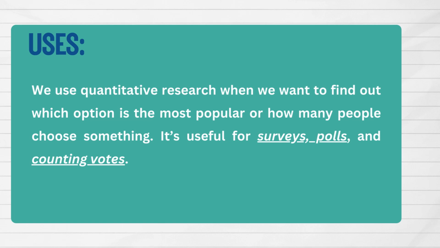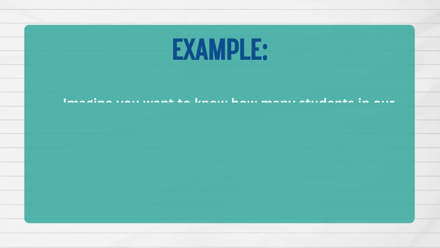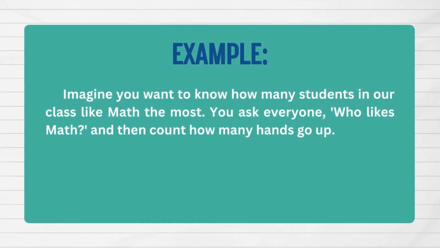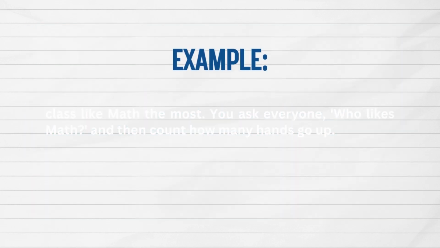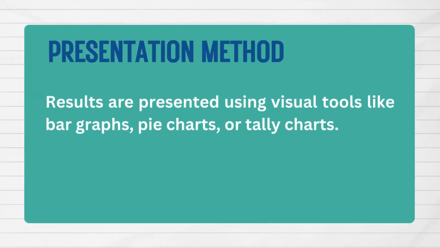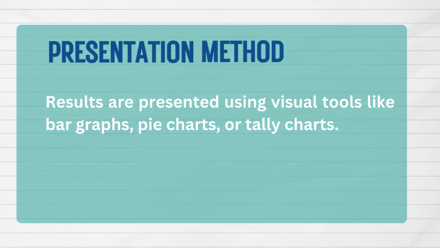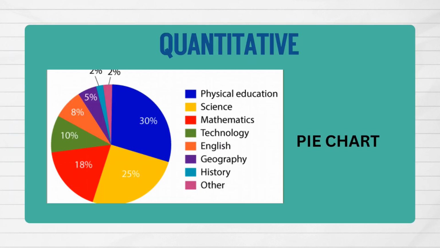We use quantitative research when we want to find out which option is the most popular or how many people choose something. It's useful for surveys, polls, and counting votes. Example: imagine you want to know how many students in our class like math the most. You ask everyone who likes math, and then count how many hands go up. This is quantitative research. In quantitative research, results are presented using visual tools like bar graphs, pie charts, or tally charts.